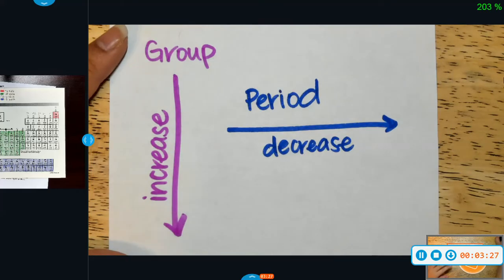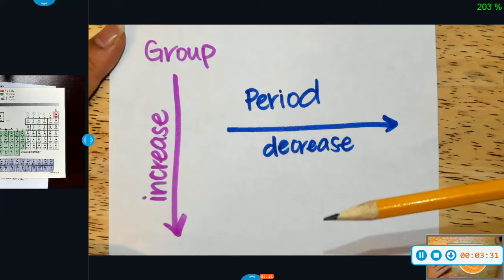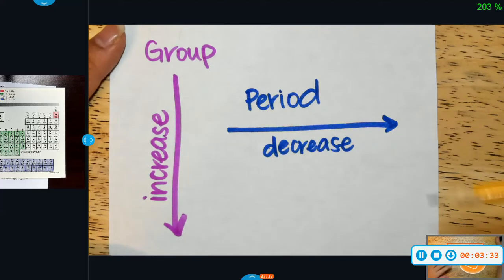Again, your group trend: as we go down the group, it's going to increase because with every new row we move to, we're adding a shell, a new energy level. So it's going to get bigger as we go down.